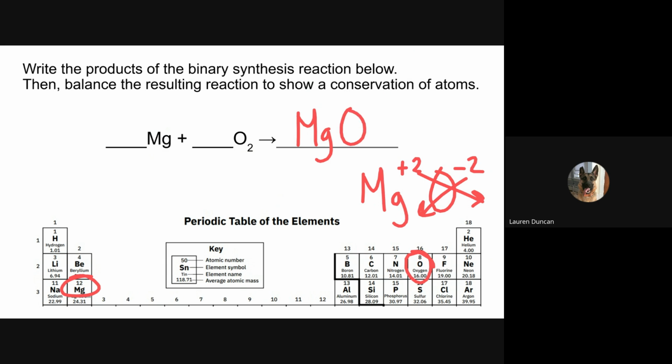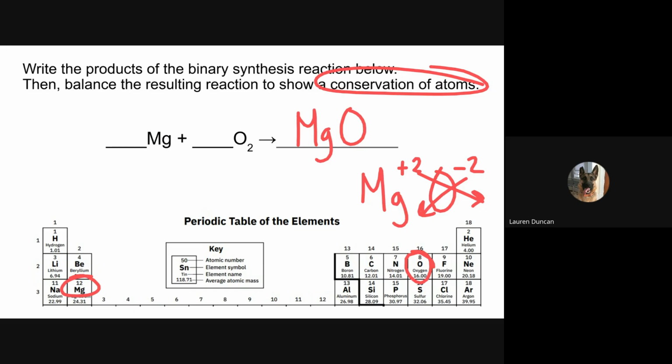So it's just MgO for the product of the synthesis reaction, which is magnesium oxide. All right, we are always going to show a conservation of atoms when we write chemical equations. We're always going to show that we don't create or destroy atoms over the course of a chemical reaction.